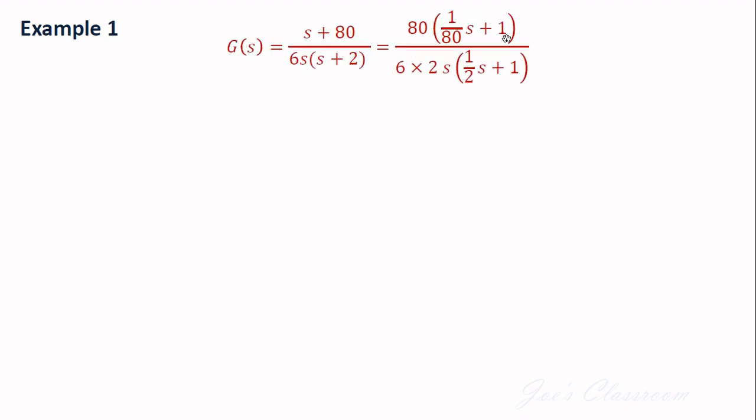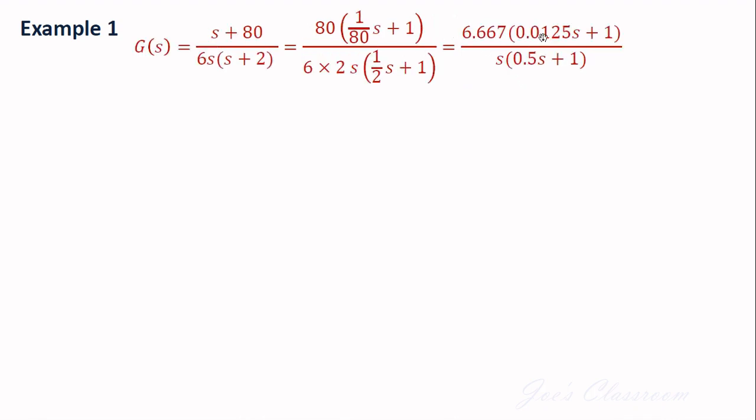If I do this, this is what I get. Now all these three constants I can combine together, and 1 by 80 is 0.0125 and 1 by 2 is 0.5. So I get the same transfer function in time constant form. So here the K value is 6.667.